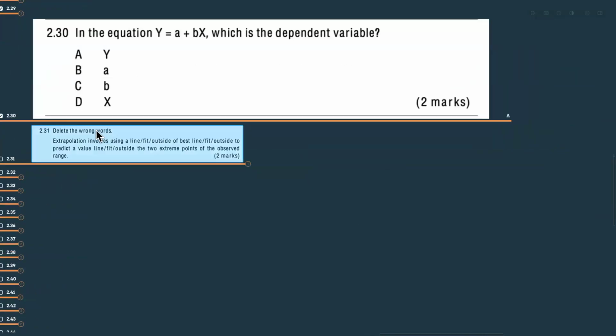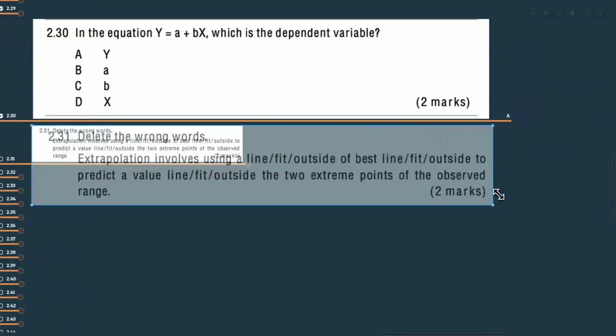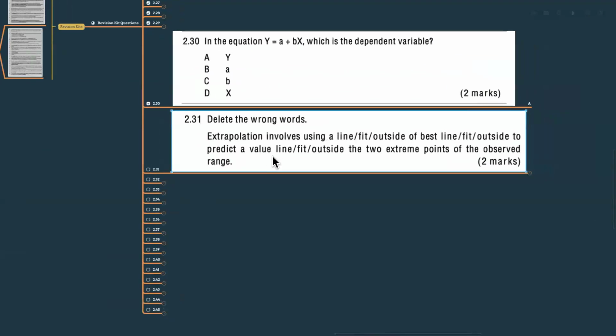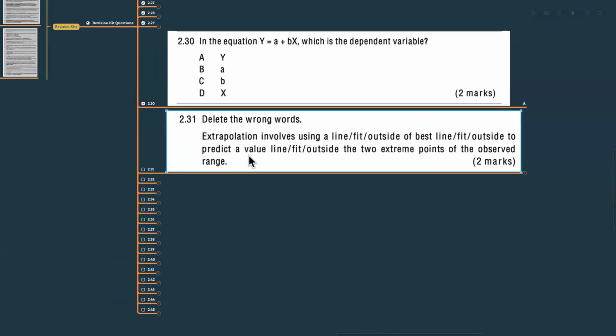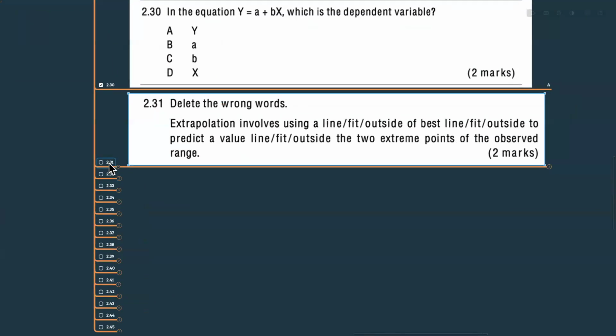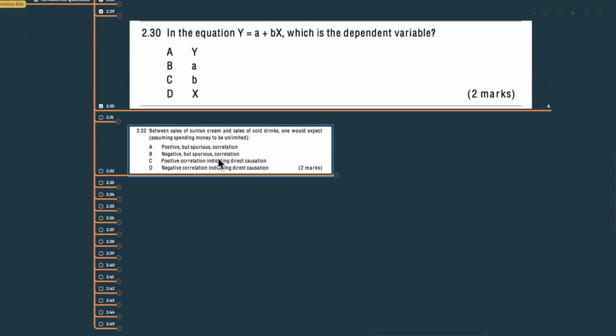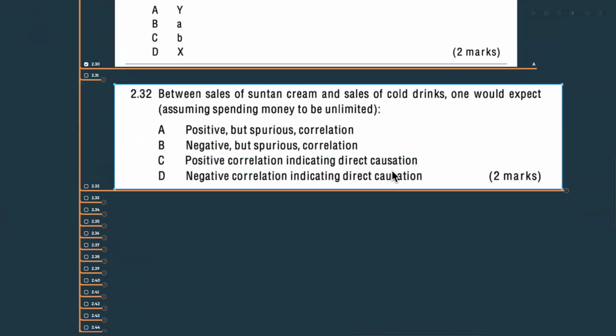Right? 2.31. So they're asking, delete the wrong words. Here, see, this one we have to see some theories right now. Okay, so then we can do this 2.32.